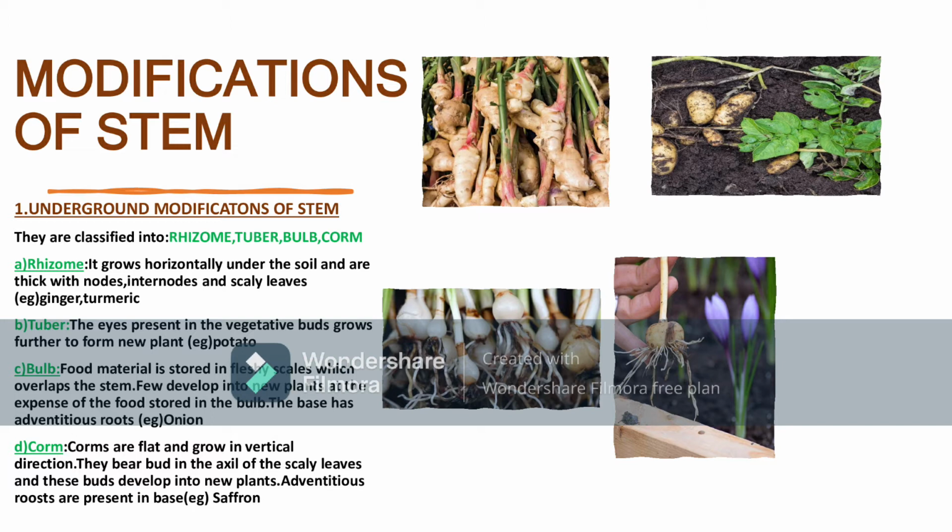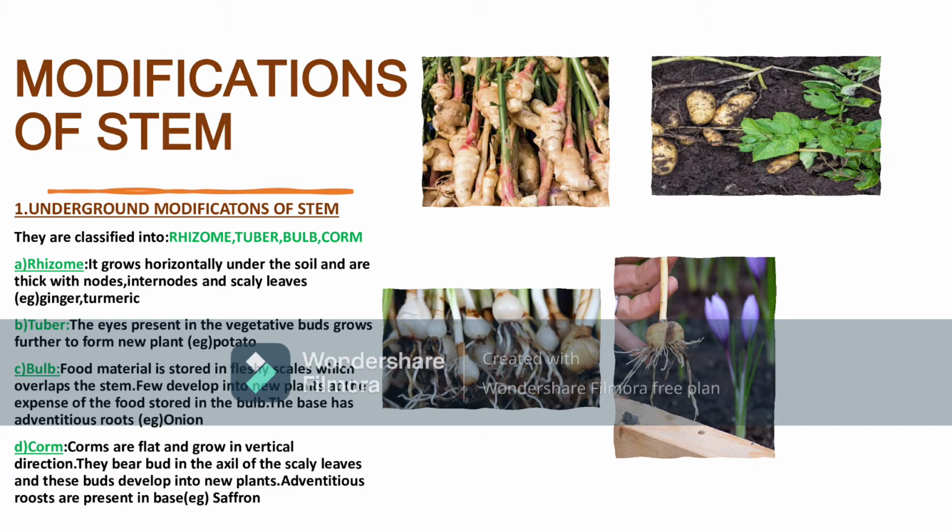First is rhizome. This grows horizontally under the soil. They are thick and have nodes and internodes and scale leaves. Buds are in the axil of the scaly leaves. Example ginger, turmeric. Tuber. The eyes present are vegetative buds which grow further to form a new plant. Example potato. Bulb. Food material is stored in fleshy scales which overlap the stem. Few develop into new plants at the expense of the food stored in the bulb. Base has adventitious roots. Example onion.